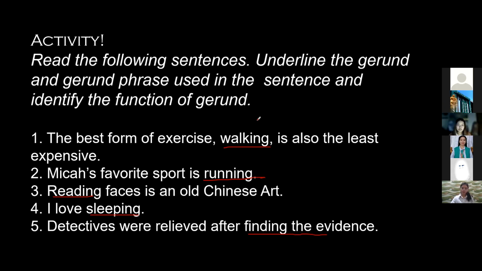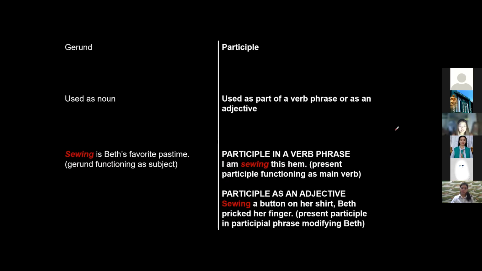Okay, so let's proceed on another example of participle in a verb phrase. Participle as an adjective and as a gerund. As you can see here, there are two columns, the gerund and participle. Bakit po natin sila pinagko-compare? Kasi baka po malito tayo na makakita lang po tayo ng verb form na nag-end ng ing, sasabihin na po natin siyang gerund. Hindi po. Kasi po magkaiba po ang participle and ang gerund.